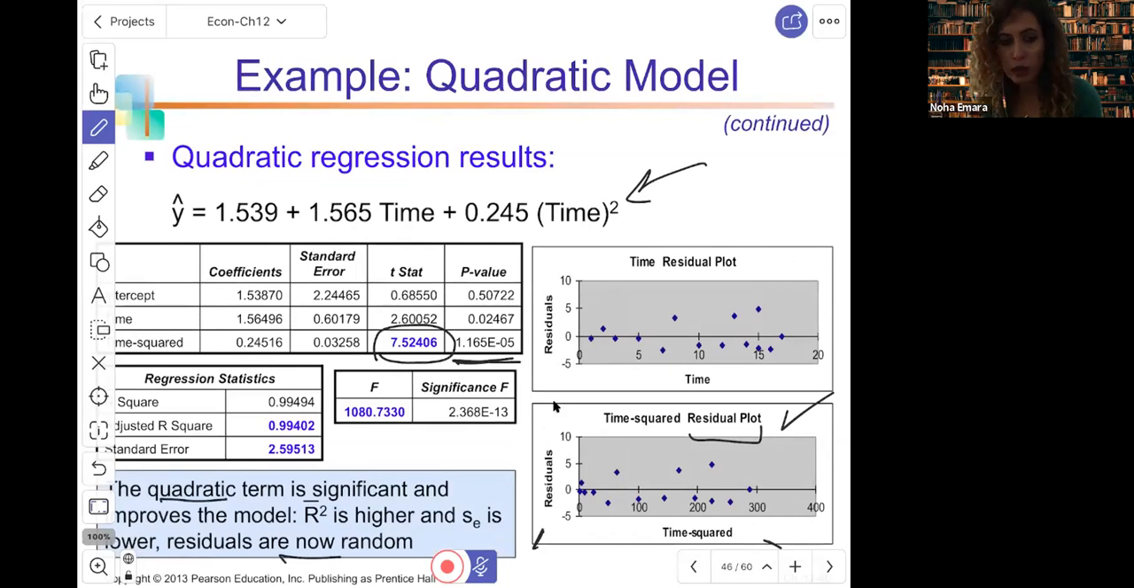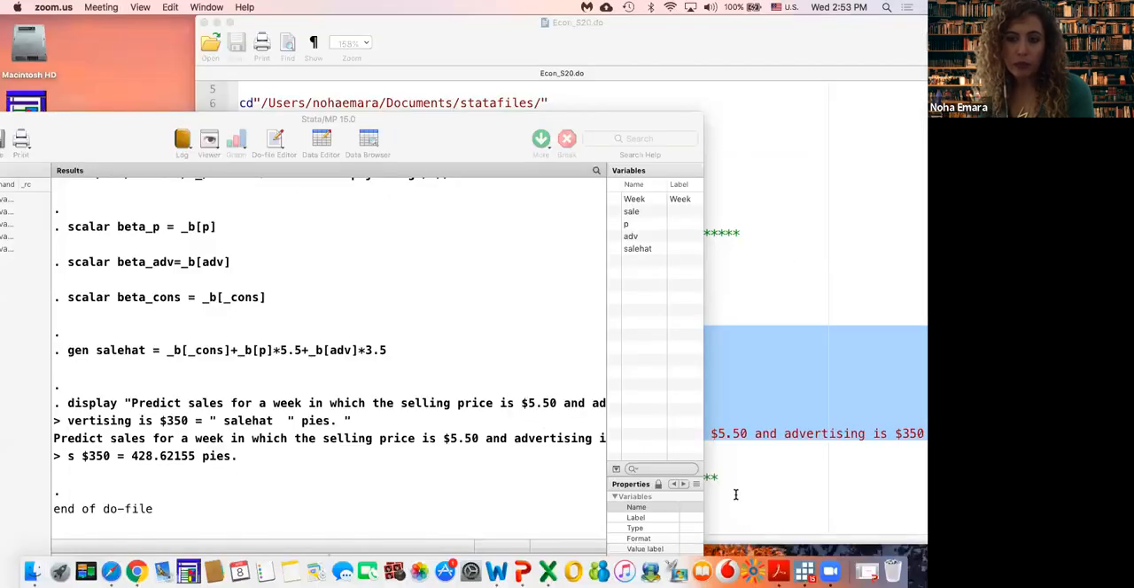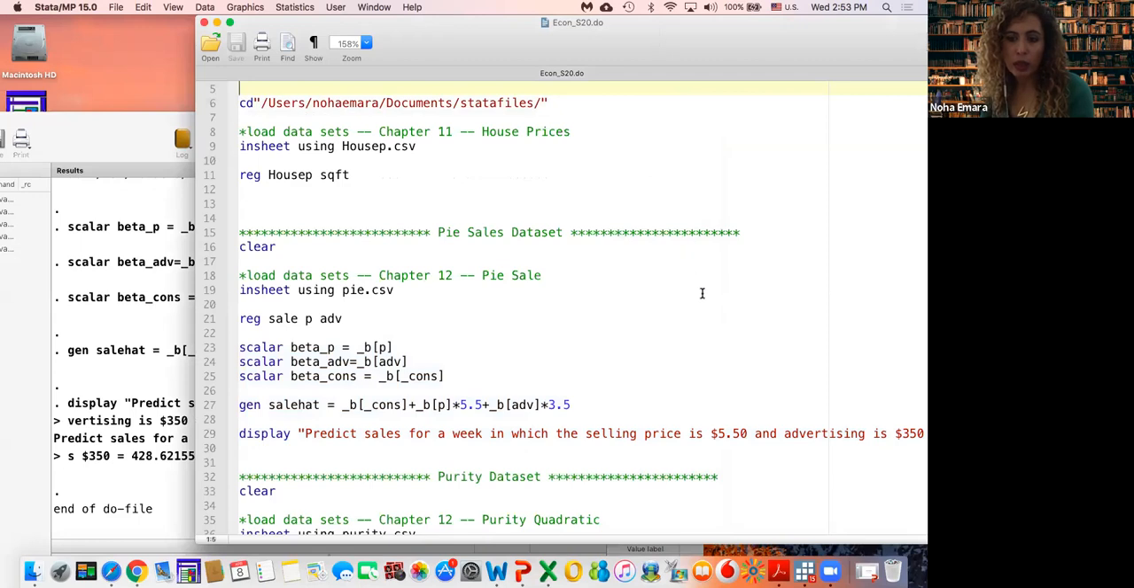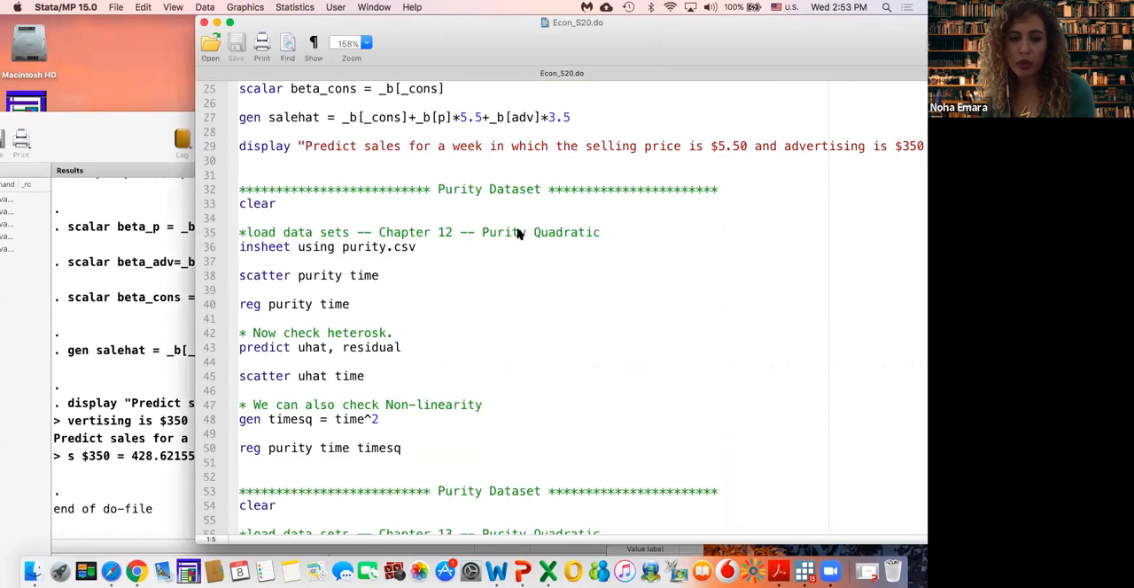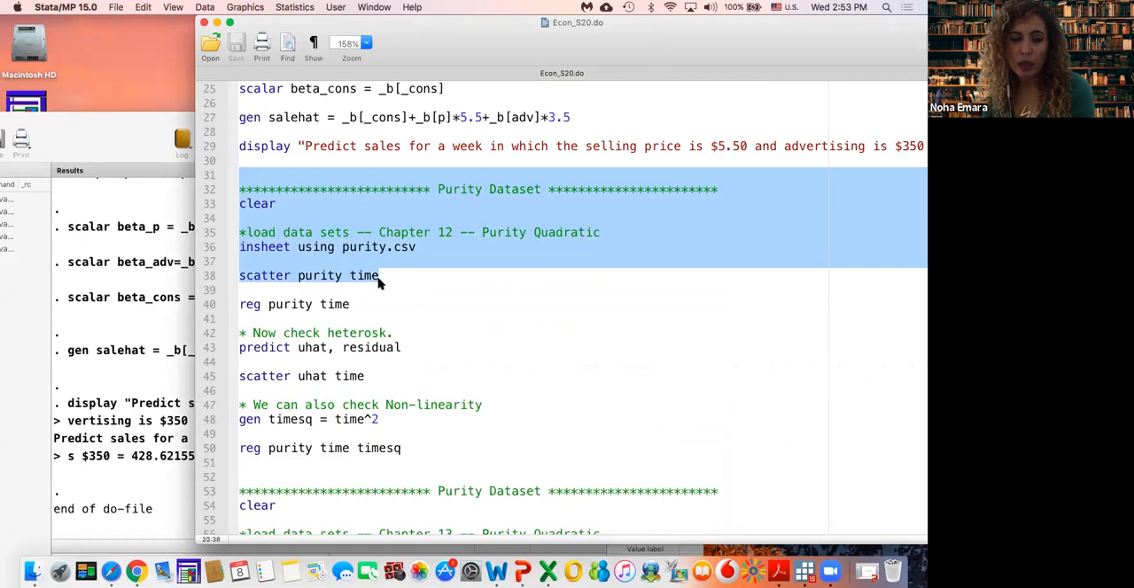So let me show you this in Stata. So I'm going to share with you again the code. Okay, so the next part in the code, as I'm telling you, we can actually keep on using different data sets in the same do file, but just make sure that you keep notations so that you're not confused. So here, this is the purity data set. And again, you clear whatever was in the data set, and then you import a new data set. And let's see a scatter plot. So the scatter command is a scatter plot of purity and time. And then a regression. Okay, so let's do that.